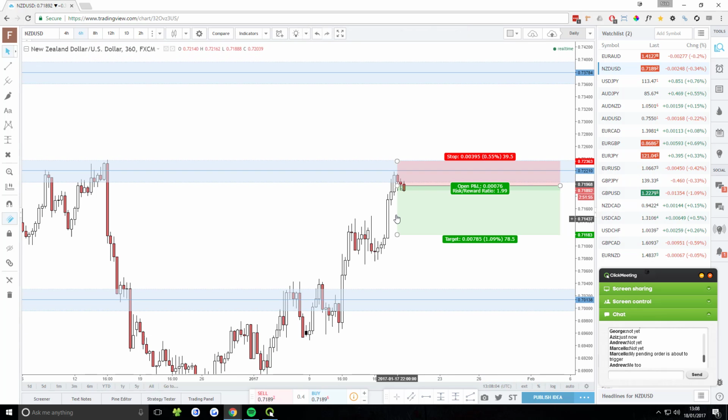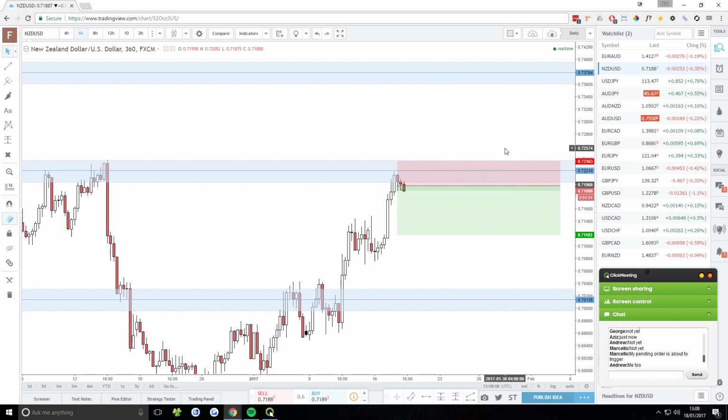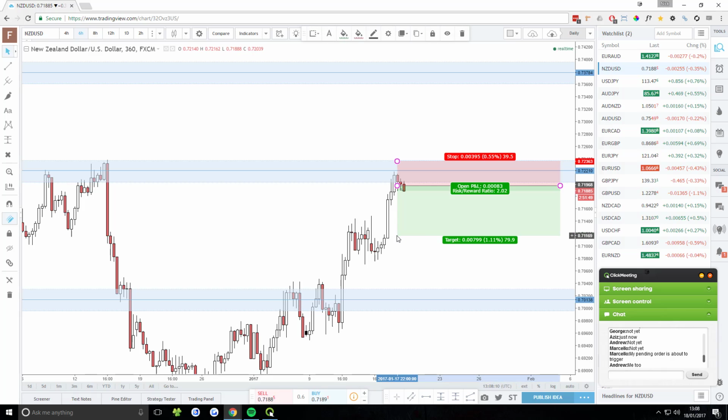So my trade setup is something like this. I have a 1-to-2 ratio. Well, let's pull that down. Close enough. So my risk to reward ratio is 1-to-2. Risk reward ratio of 2.